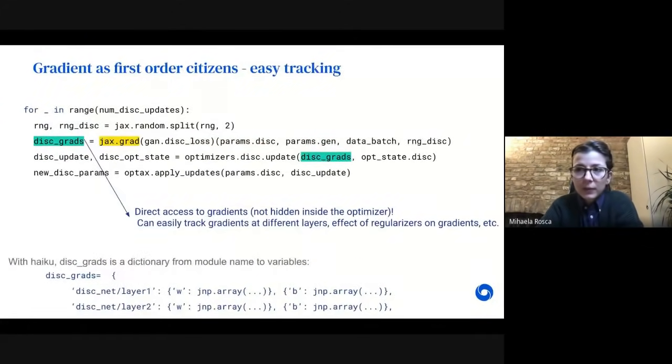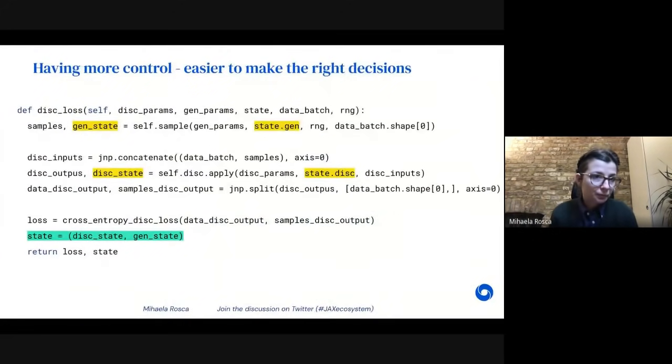Next slide, please. But one thing that I want to highlight here is that we now have direct access to gradients. So for example, if I want to see how the norm of the gradients at different layers looks like, I can easily do that. I can just add 1 or 2 lines of NumPy code that I'm familiar with, and I can get those statistics. And I think this is very useful in terms of allowing us researchers to build intuition about what our models are doing in a very simple way. Next slide, please.